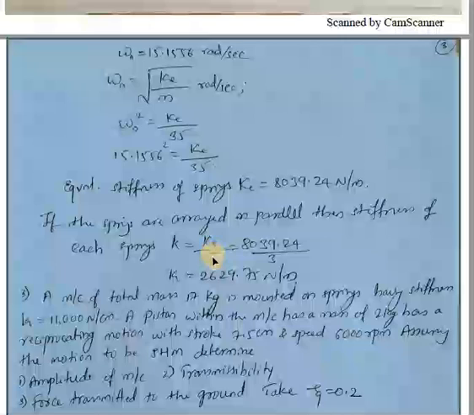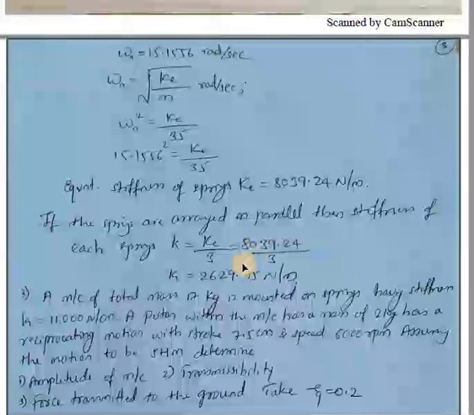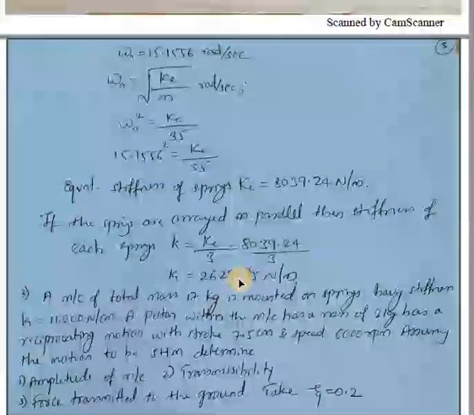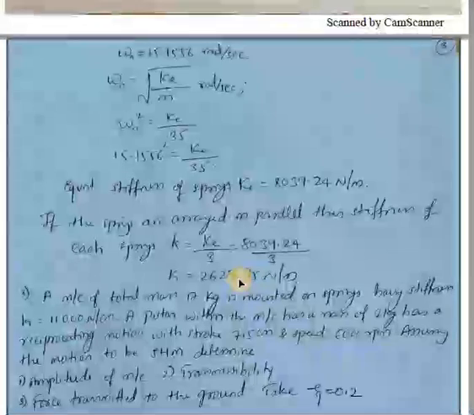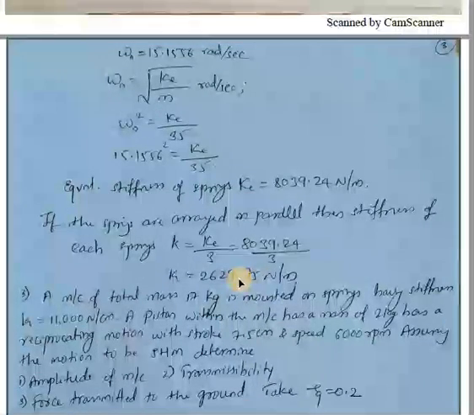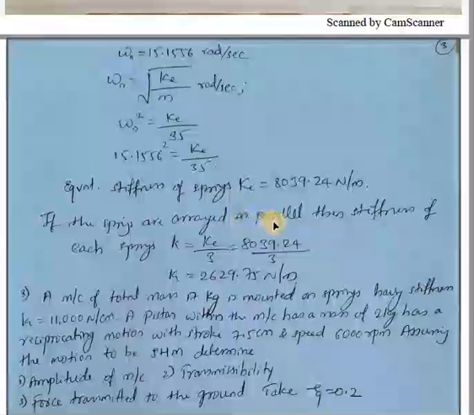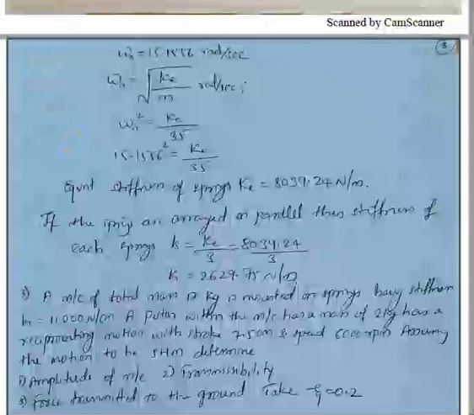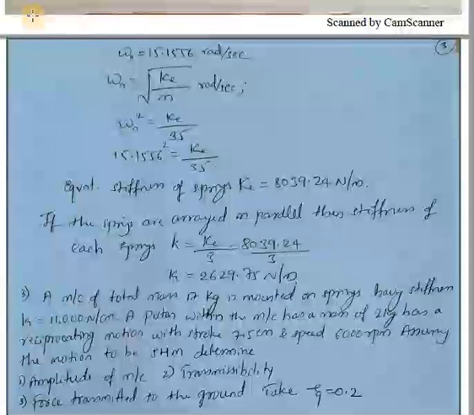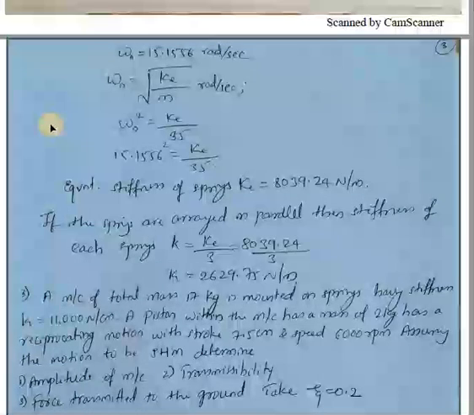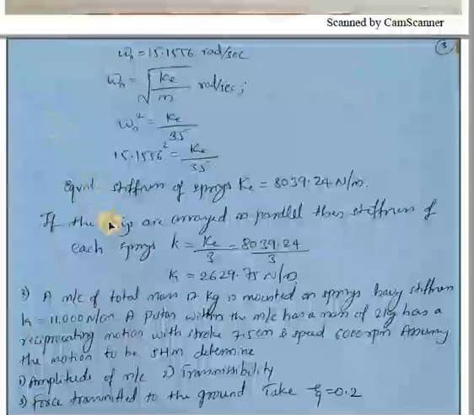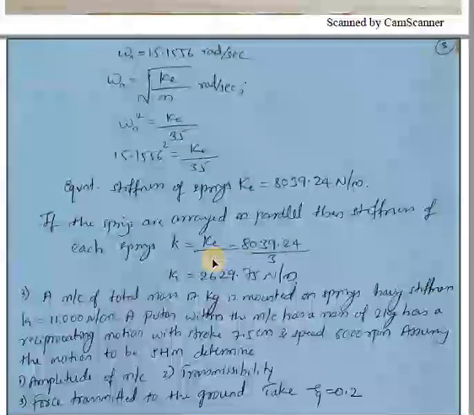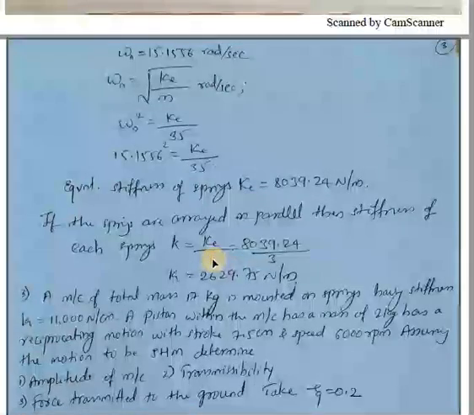If the springs are arranged in parallel, then the stiffness of each spring, K, equals Ke by 3. So the stiffness of each spring is 2629.75 Newton per meter. If the springs are in series, the stiffness of each spring will be different. In this statement he has given that the springs are arranged in parallel, so we write the stiffness of each spring as Ke by 3, because 3 is the number of springs given.